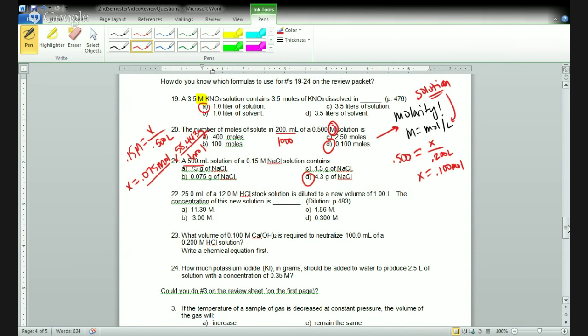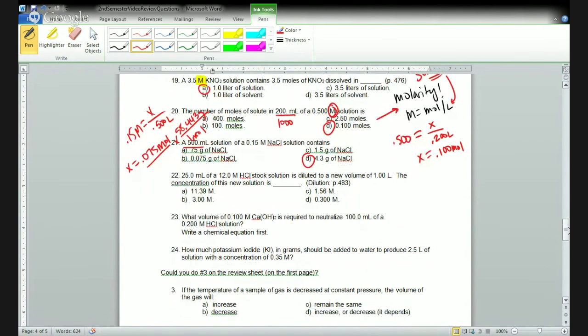22 says a 25 milliliter solution of 12 molar HCl is diluted to a new volume of 1 liter. The concentration of the new solution is. Because I see this word diluted, that means we're going to use a new equation. We're going to use our dilution equation, which is M1V1 equals M2V2. So M1V1 means the stock side, it's the concentrated side you're starting with. The M2V2 means your diluted side.